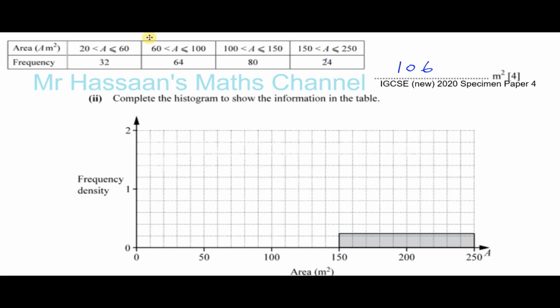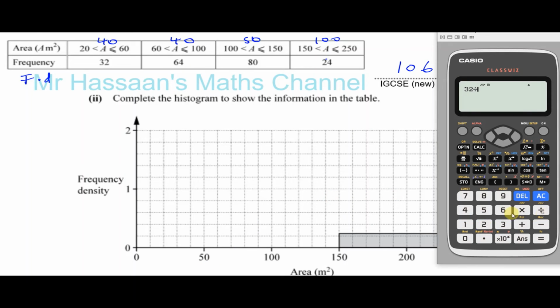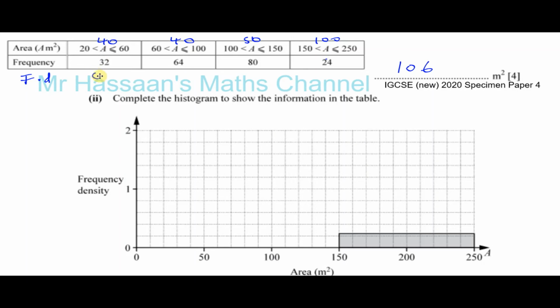So to complete a histogram, what we need to do is find what's called the frequency density, which is simply the frequency divided by the width of the bar. So remember, the width of the bar here was 40, and the width of the bar here is also 40, and the width of the bar here is 50, and the width of the bar here is 100. So what we got to do is divide the frequency by the width of the bar. Okay, so we're going to take 32 and divide it by 40, and that gives us 4/5, which as a decimal is 0.8. That's the frequency density for the first category, 0.8.